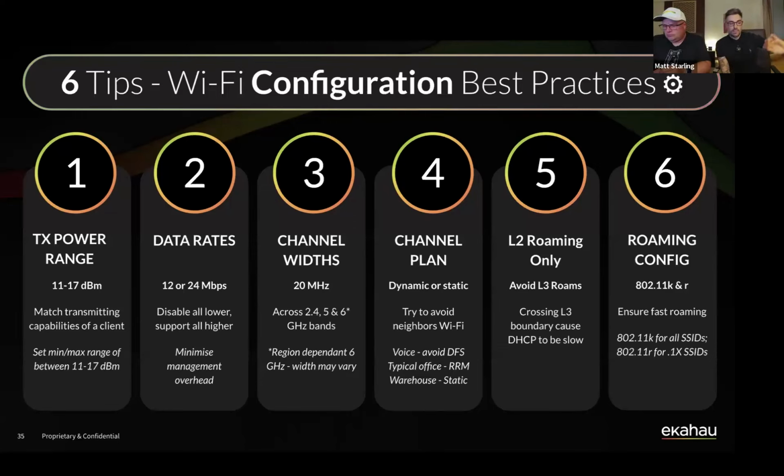But if that's the case, do that on a specific SSID, do that for those devices, but for all your other devices that can use those higher data rates and are not that old, 12 or 24 megs is a good sweet spot there because it will really help reduce the management overhead. Because remember, all of your management frames and control frames get sent out at whatever the minimum basic rate is configured.